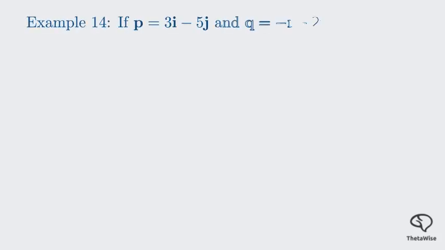Let's work through one more comprehensive example, combining everything we've learned so far. Our objective is to find the magnitude of a vector that is a complex linear combination of other vectors. We are given two vectors, p and q, in unit vector form. Our task is to find the magnitude of p minus 2q. To solve this, we will follow a two-step process. First, we will calculate the vector p minus 2q algebraically. Second, we will find the magnitude of the resulting vector using our formula.